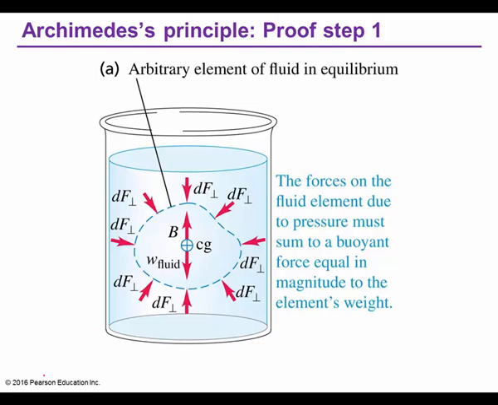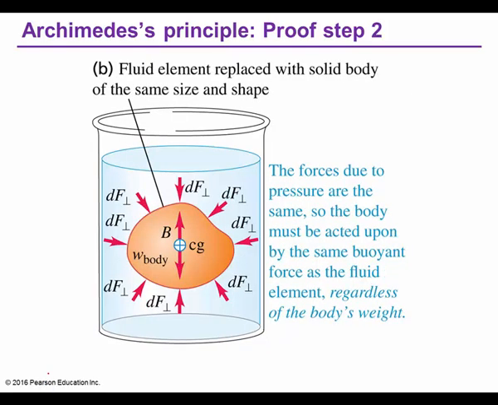Consider an arbitrary element of fluid in equilibrium. The forces on the fluid element due to pressure must sum to a buoyant force equal in magnitude to the element's weight, correct? So how does that work? Well, if you take the fluid element and replace it with a solid body of the same size, then notice the forces due to pressure are the same. So the body must be acted upon by the same buoyant force as the liquid element regardless of the body's weight. So how does that work?